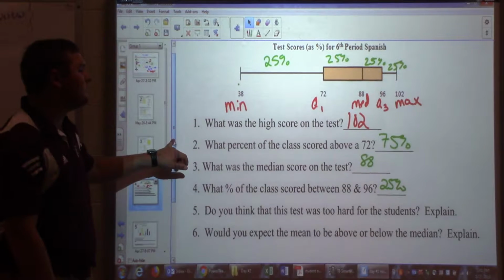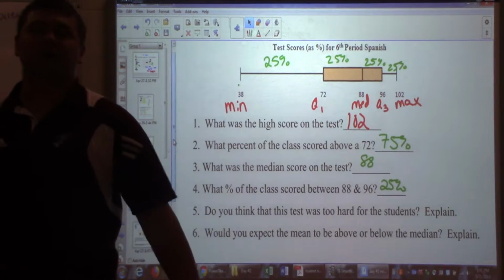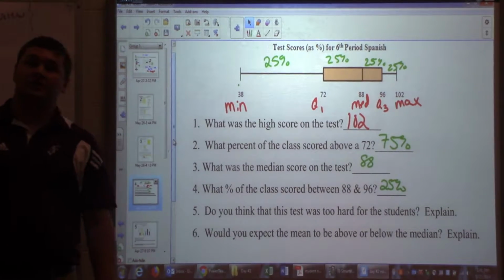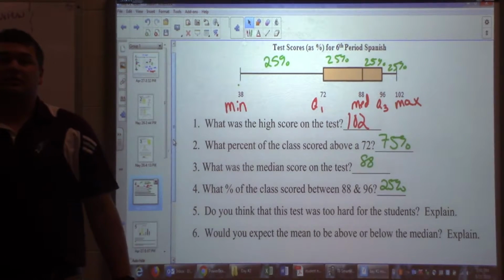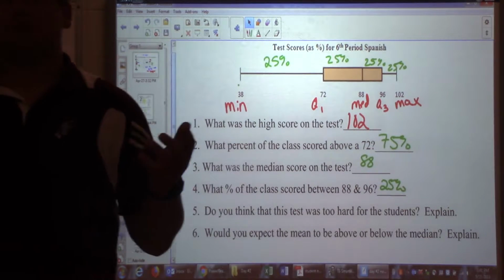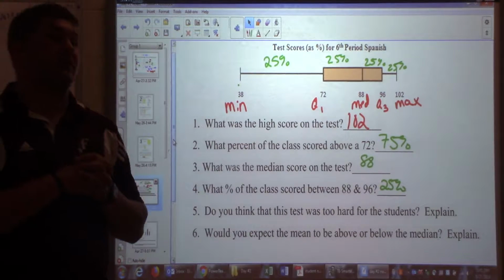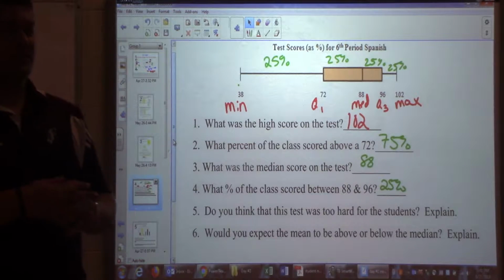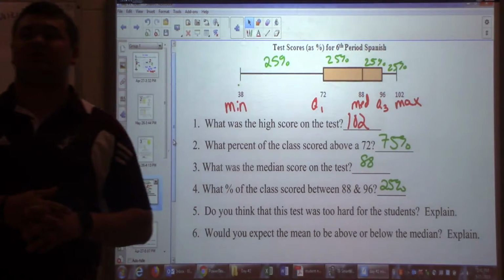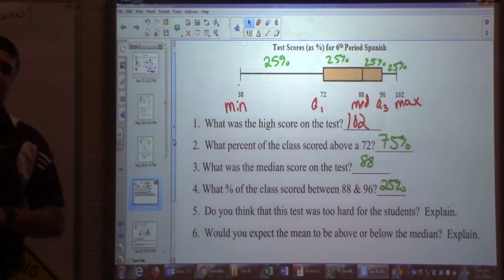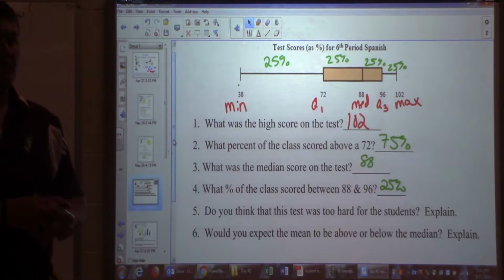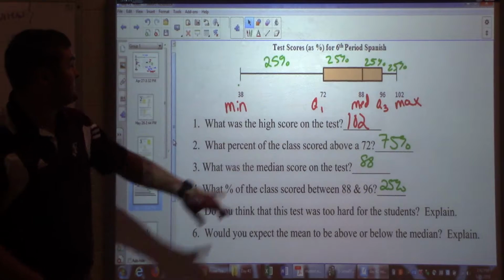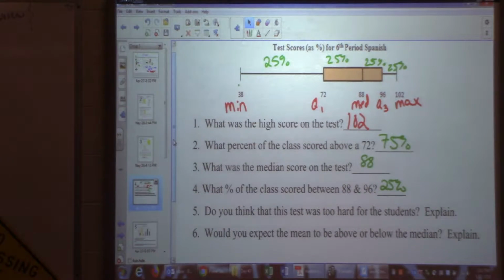Do you think the test was too hard? No. Why do you say no? Because they did good. The median was an 88, and that's pretty good. The middle score was an 88. Does anyone think it was too hard? Yes. Why, Tommy? Because tests are hard in general. Does anyone have any mathematical reason for why the test would be too hard? Some people didn't pass. Right, 25% of our students, a quarter of our students, got less than a C.